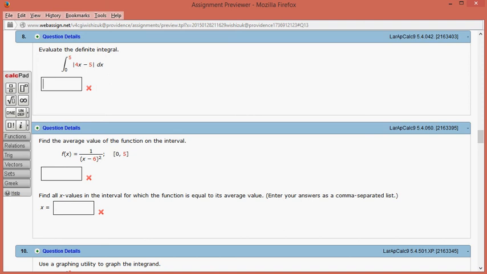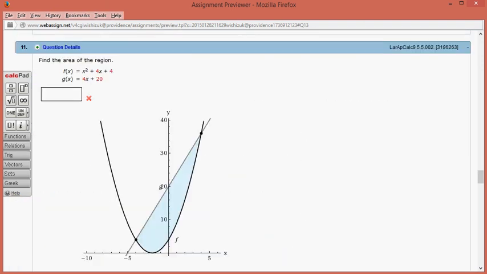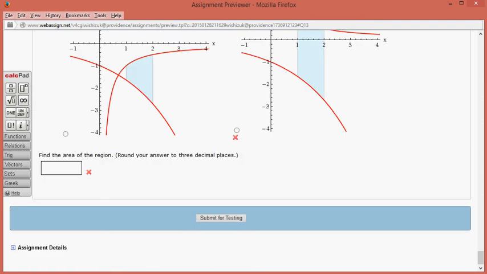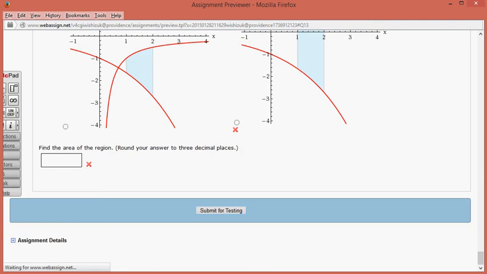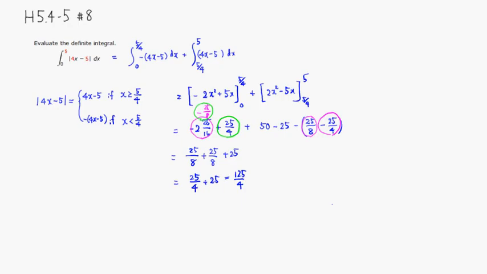So let's type this in: 125 over 4. Let's go down and submit for testing. I came back and it looks like we got this one correctly. That's it. I hope that this was clear.